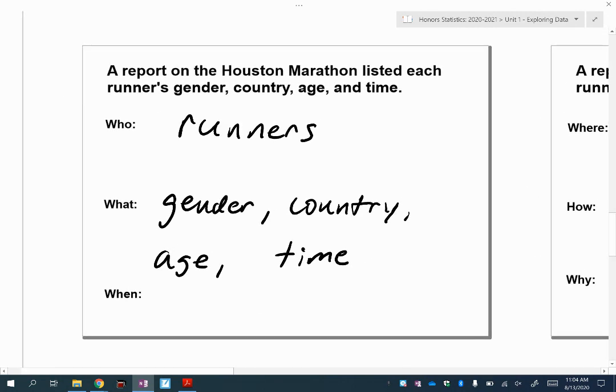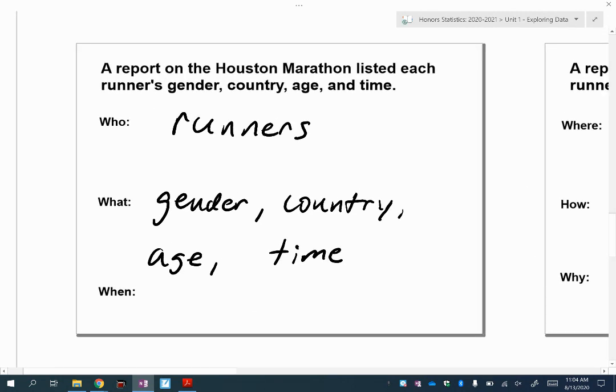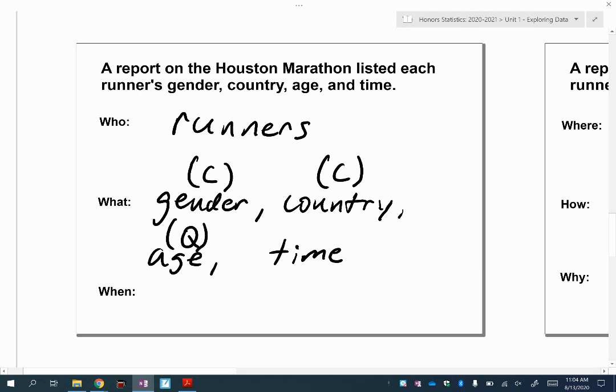And as I mentioned in a previous video, take a few minutes, or even a minute, and just think, are these variables quantitative or categorical? Remember, if they are going to be quantitative, you must be able to think of a unit of measurement for that variable. So gender is going to be categorical. I'm just going to put in parentheses C for categorical. Country, also categorical. Age, I'm going to say age is quantitative, and the units are going to be years.